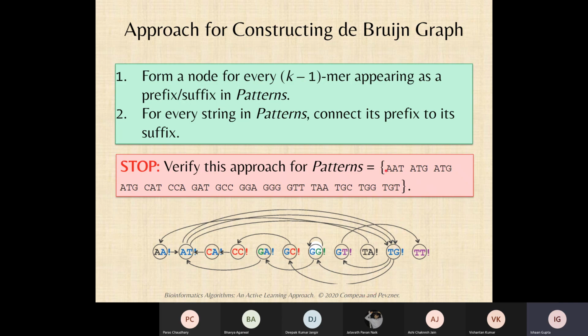So let us say you want to look at AAT, you want to look at nodes AA and AT. So AA and AT are there. ATG, so you have AT and TG there. Then you want to look at CAT, you have CA and AT. You know that AT is already there. CCA, so CA is there, you just need to look for CC. You already have AT, so you need to look for GA. So GA is there and there is a connection with AT, right? So on and so forth. So you can quickly verify whether the patterns that you've been given are actually represented in this graph or not.